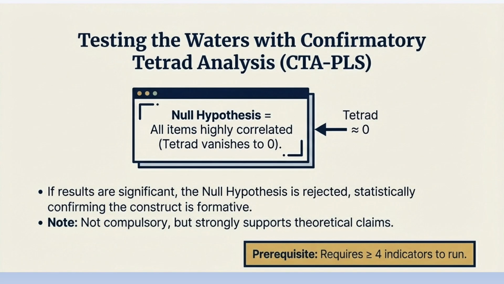Tetrad analysis is a procedure in which we can know whether our constructs are reflective or formative. The null hypothesis of this test is that all constructs are reflective. How does it test? It checks the correlation between the items one by one, four at a time. That's why it is called tetrad. So the first two minus the second two, it keeps subtracting, and it assumes that it should come to 0. The correlation should be near perfect, so that's why it is run.